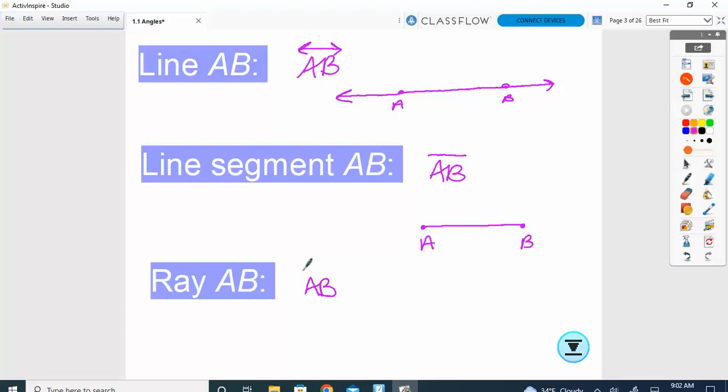If I say ray AB, it will look like this. What that means, you'll notice in my little symbol here, the arrow extends over B. So it's saying it starts at A, goes through B, and then just keeps going. So a ray only goes in one direction.